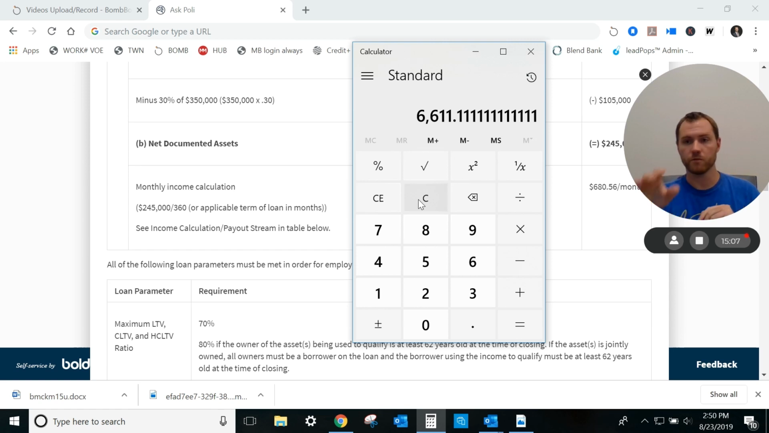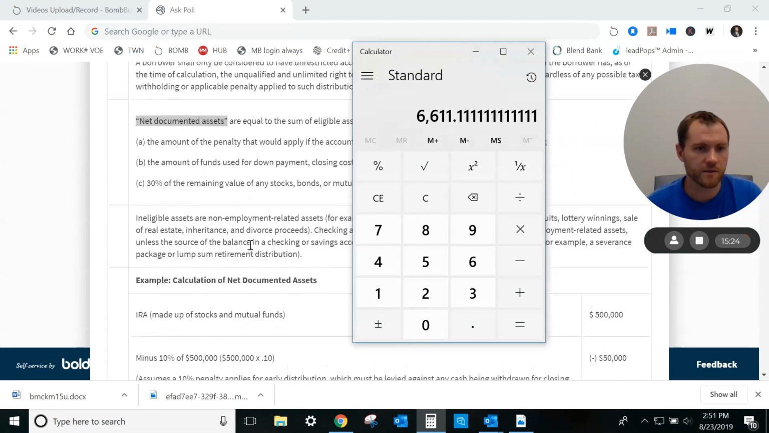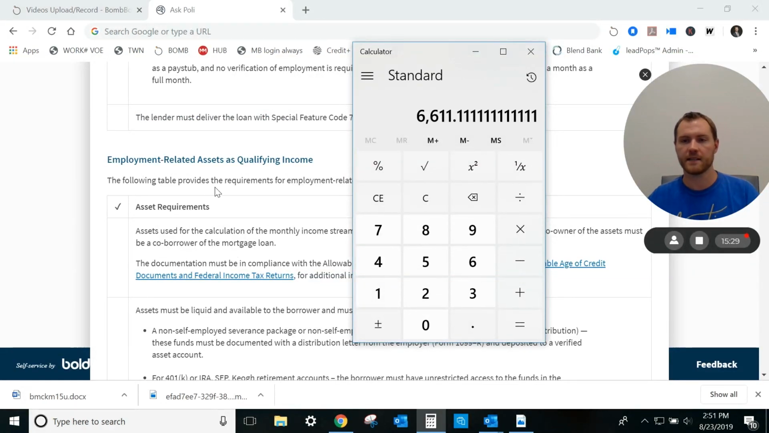So then we'll take a look at the debt to income ratio calculation, and see if we can arrive at some favorable terms for you guys. We can mix and match and slice and dice and make everything work. So these are the guidelines. There are of course some other stipulations, but the key word is employment related assets as qualifying income with a conventional loan. So that would be one way to use your 401k to buy a home.